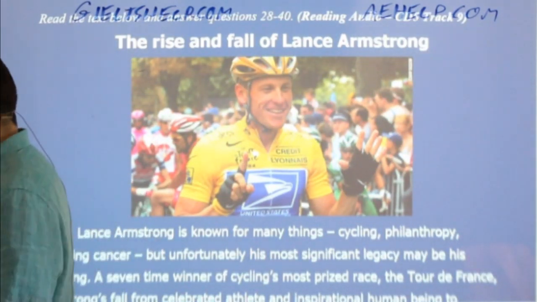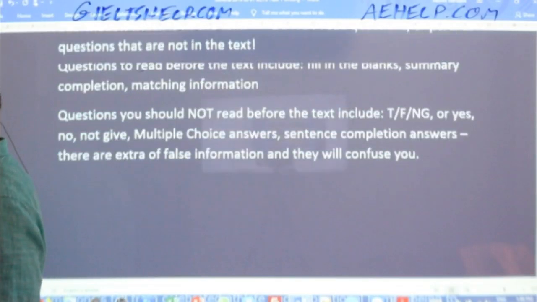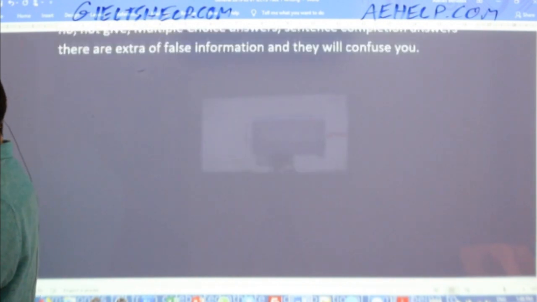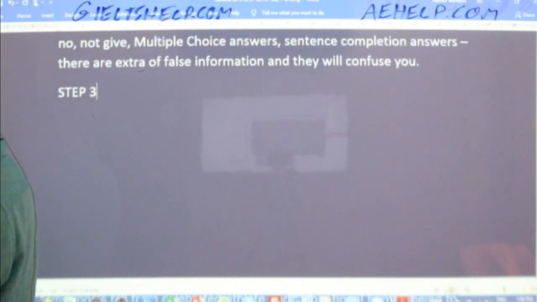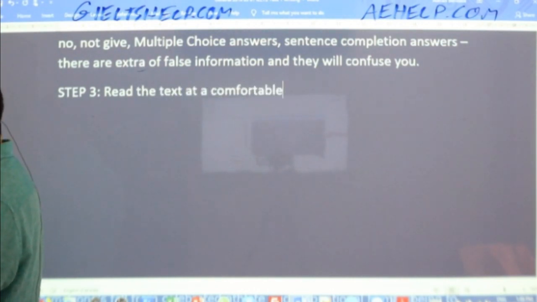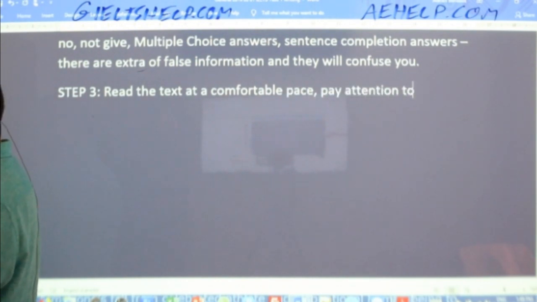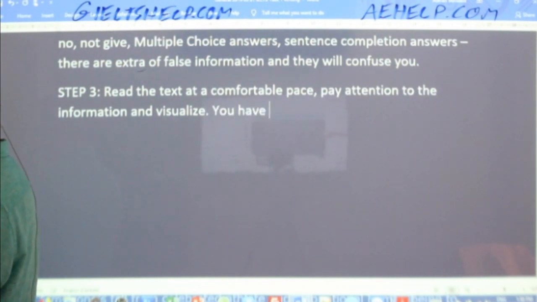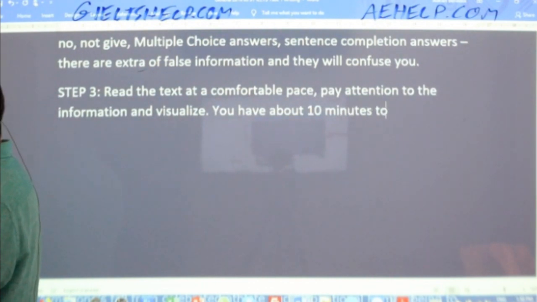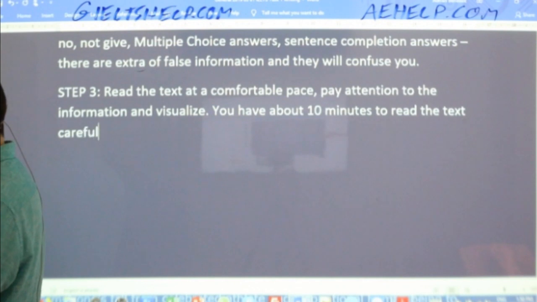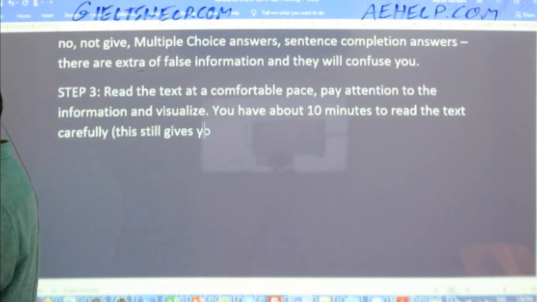Read it at a comfortable pace. So here's your step number 3. Step 3, read the text in a comfortable, constant, consistent pace. Pay attention to the information and visualize. You have about 10 minutes to read the text carefully. This still gives you 8 minutes to answer questions.